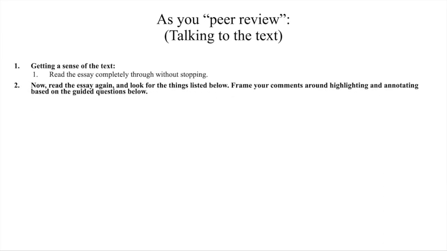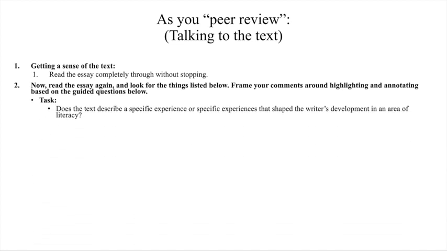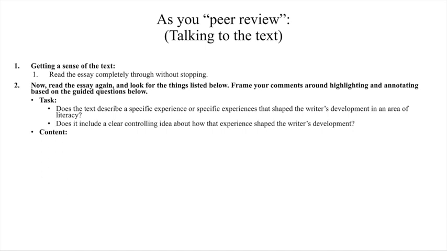When you read through it again for the second and third and fourth time, because you will, I want you to look for the following. Frame your comments around highlighting and annotating based on these guided questions. So think about where the text describes a specific experience or specific experiences that shape the writer's development in an area of literacy. Do you see a clear controlling central point or idea and how the experience shaped the writer's development? This would be something you would look for, let's say, in the introduction.